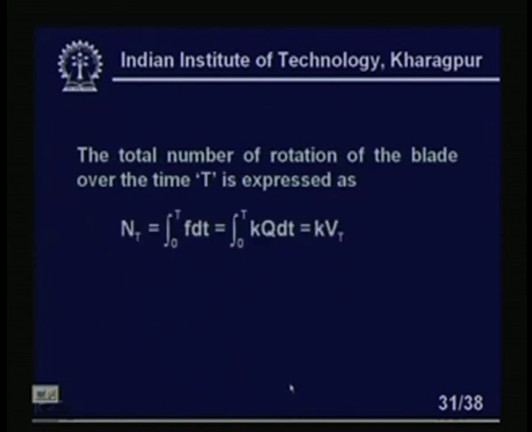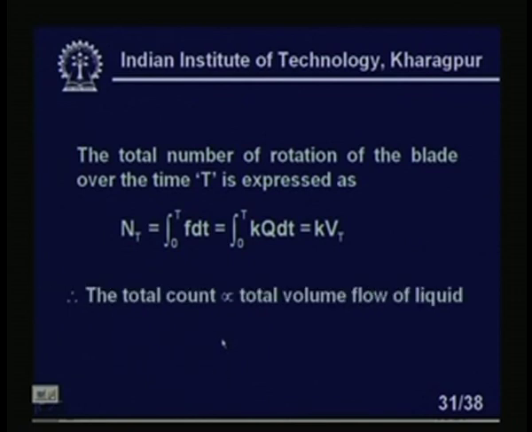The total number of rotations of the blade over the time t is expressed as n_t. Now, the total count is the integral from 0 to t of f dt, which is k into q dt, so it is coming k V_t, right. So, the total count is proportional to the total volume flow of the liquid. Obviously, this we can measure by some counter, which will give you the total volume flow of the liquid, right.